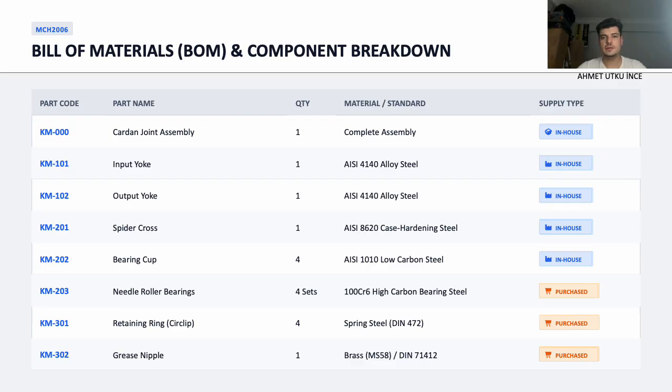Looking at the bill of materials in the table, our components split between in-house production and purchased parts. The core structural parts like the yoke keys are made from high-strength alloy steels, and the Spider Cross utilizes case-hardening steel for durability. And the four bearing cups are also produced in-house using low-carbon steel.